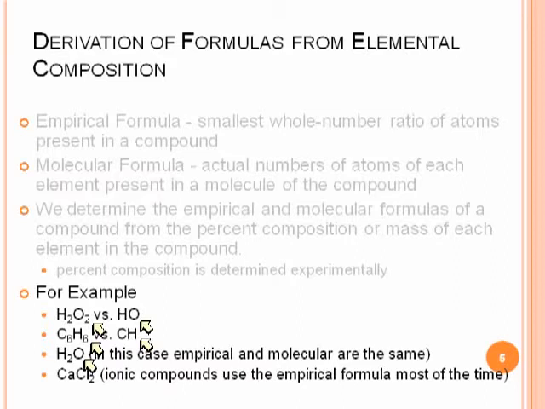In the case of water, the empirical and molecular formula are the same. There's no factor to pull out, which is also the case in most ionic compounds, because the way we define that formula is the smallest whole number ratio that produces a net neutral compound.